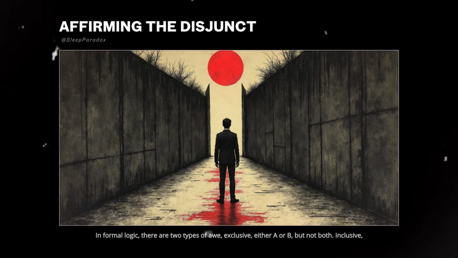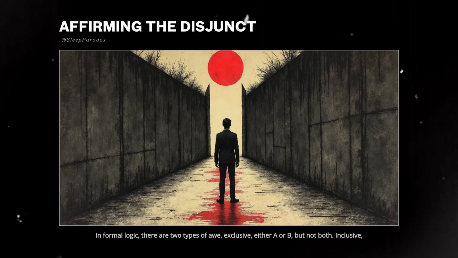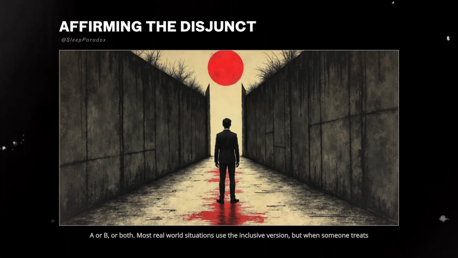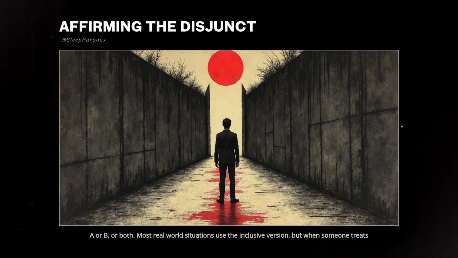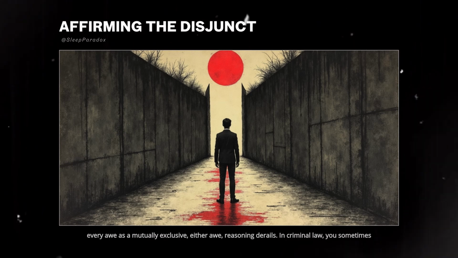In formal logic, there are two types of OR. Exclusive, either A or B, but not both. Inclusive, A or B, or both. Most real-world situations use the inclusive version. But when someone treats every OR as a mutually exclusive either-or, reasoning derails.